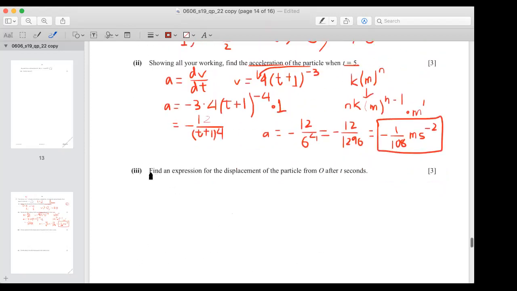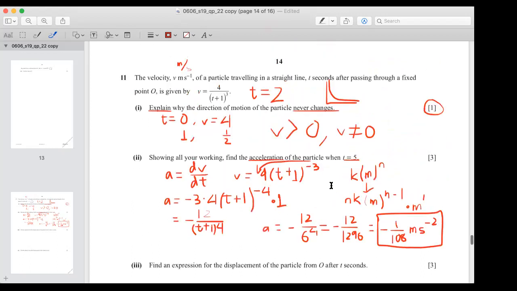So for the next sub question, find an expression for the displacement of the particle from O after t seconds. Let me drink some water first.